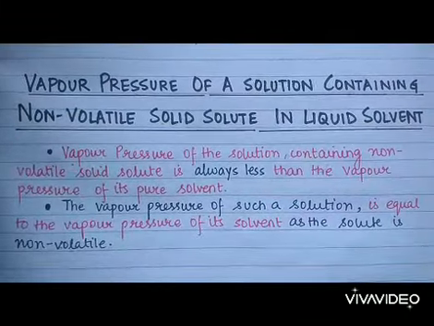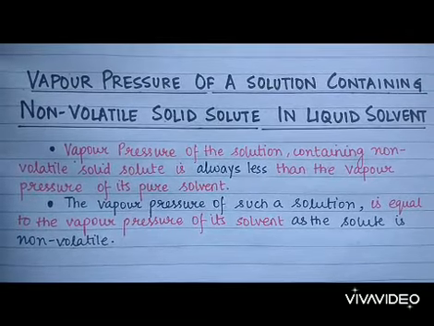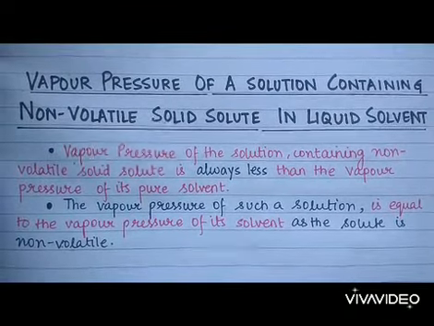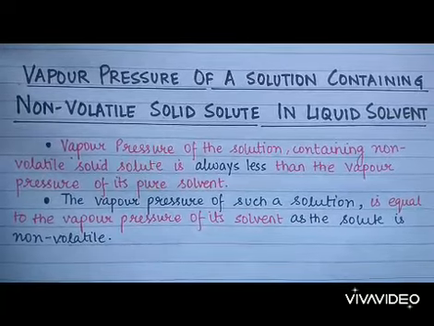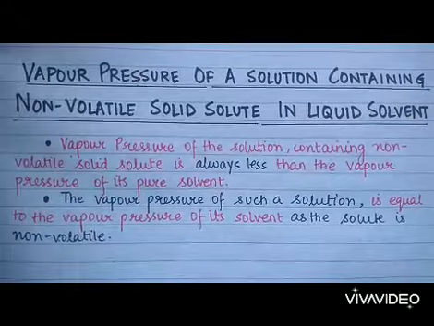Vapor pressure of a solution containing non-volatile solid solute in liquid solvent. So vapor pressure of the solution containing non-volatile solid solute is always less than the vapor pressure of its pure solvent. The vapor pressure of such a solution is equal to the vapor pressure of its solvent as the solute is non-volatile.